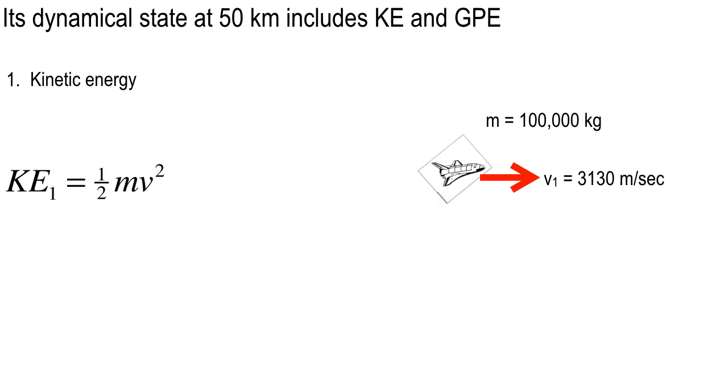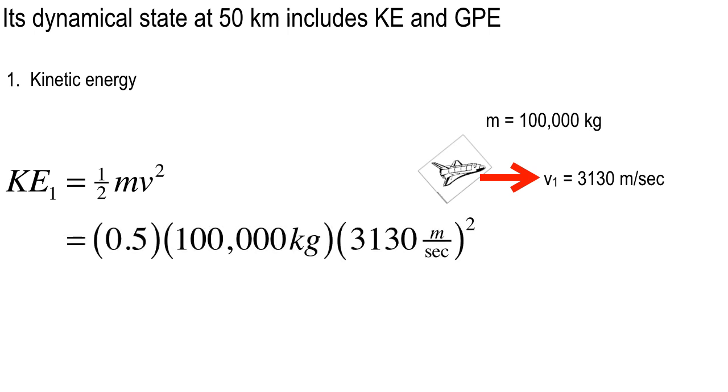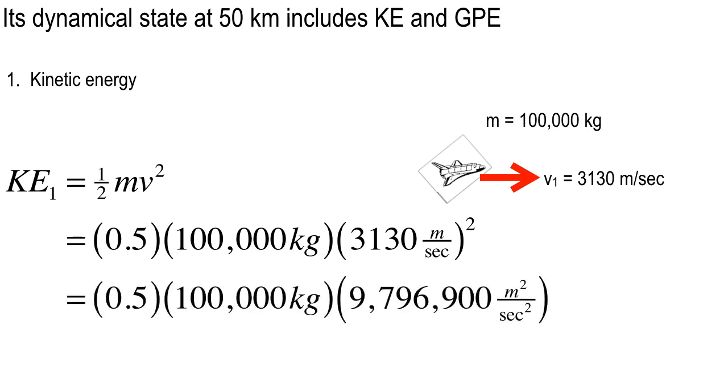All right, let's do kinetic energy. We've got all the specs here. 1/2 times 100,000 kilograms times 3130 meters per second quantity squared. Oh, my goodness. That's a lot of joules. 0.5 times 100,000. And 3130, if you square that, verify me if you can, 9,796,900 meters squared per second squared. Anybody verify me on that? 3130 squared. Okay, got it? All right. Anybody else? All right, make sure you try to verify and follow along on your calculator if you can.